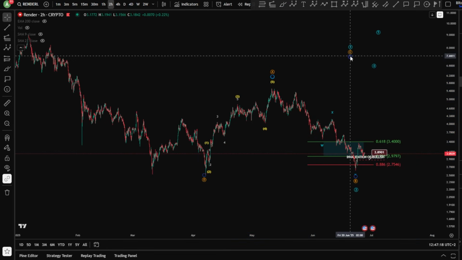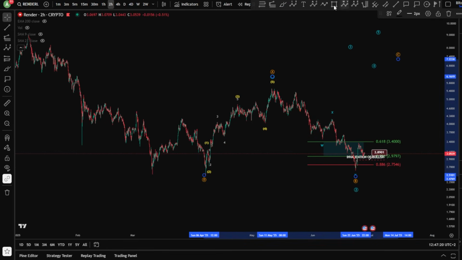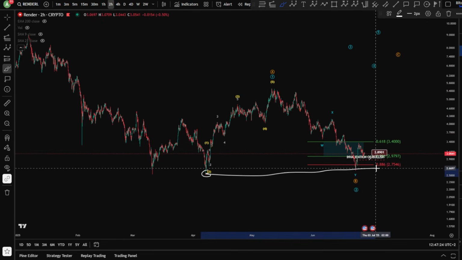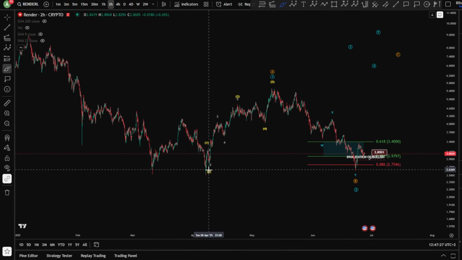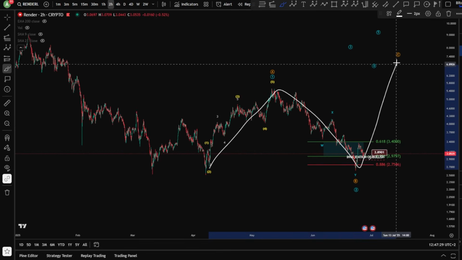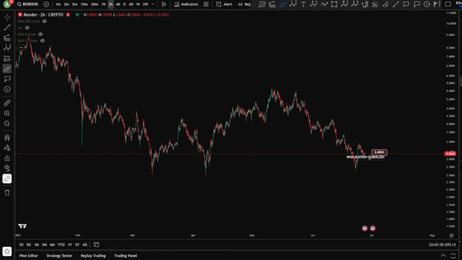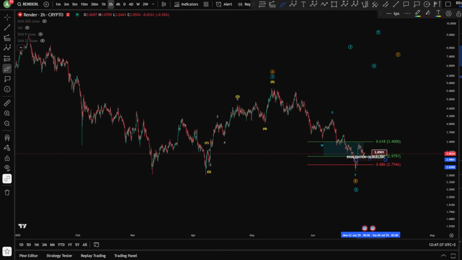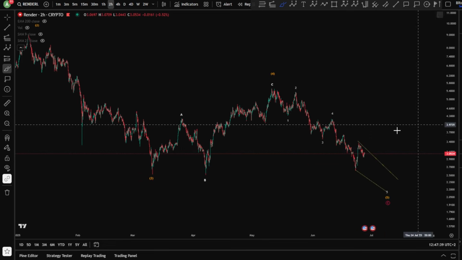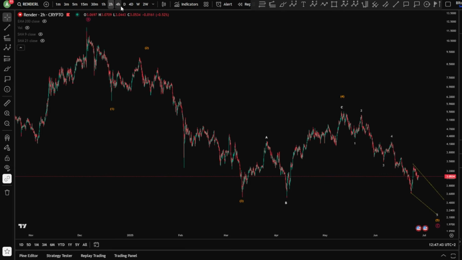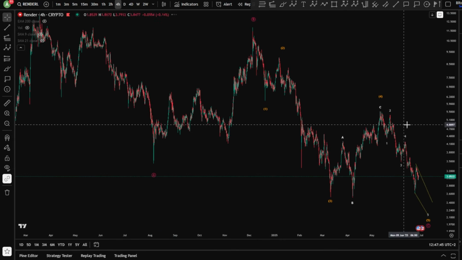However, don't forget that also, reaching the 886, as you can see, Render has taken the 886 without taking the low yet. And that means it can still be an A, B, and a C here before moving lower later on. And this is kind of a bearish scenario for later on that might unfold.